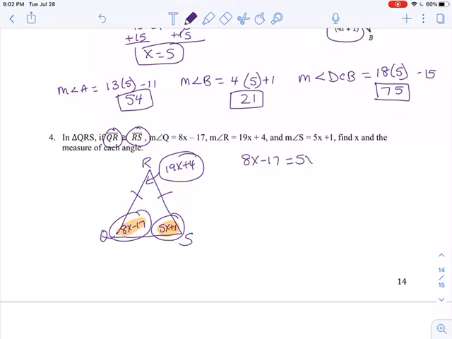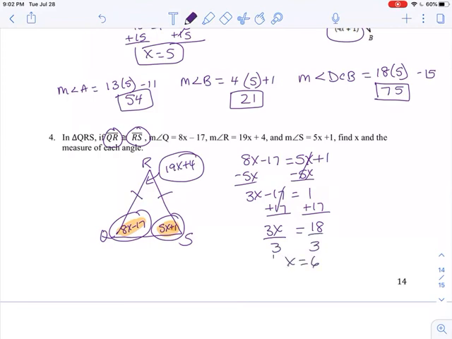So I'm going to take 8x minus 17 and set it equal to 5x plus 1. I'm going to subtract 5x because I can't have x's on both sides. 8x minus 5x is 3x. Then I'm solving for x, so I'm going to get rid of that negative 17 by adding 17. Remember, what you do to one side, you have to do to the other side. And divide by 3, and x is 6.